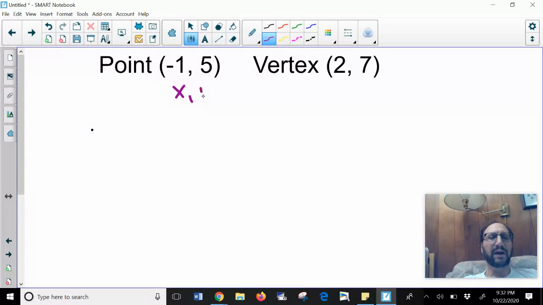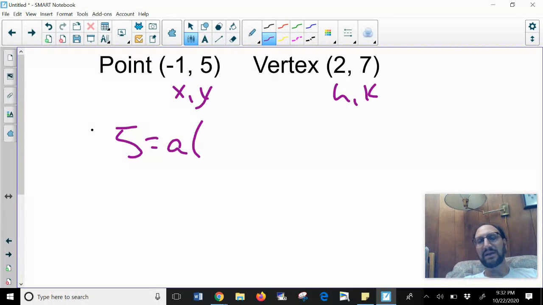Okay, this is my x and y. This is my h and k. I'm going to put it into the vertex form. So y equals, so 5 equals a times x minus h, so -1 minus 2 quantity squared plus k. Looks like that.